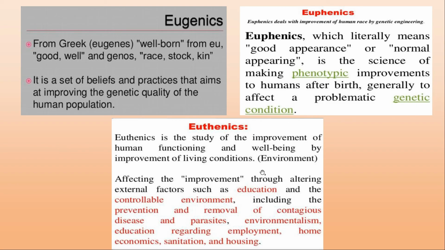What is meant by euthenics? Euthenics is the study of improvement of human functioning and well-being by the improvement of the living condition or environment, affecting the improvement through altering external factors such as education and the controllable environment, including the prevention and removal of contagious diseases and parasites, environmentalism, education regarding employment, home economics, sanitation and housing, etc.